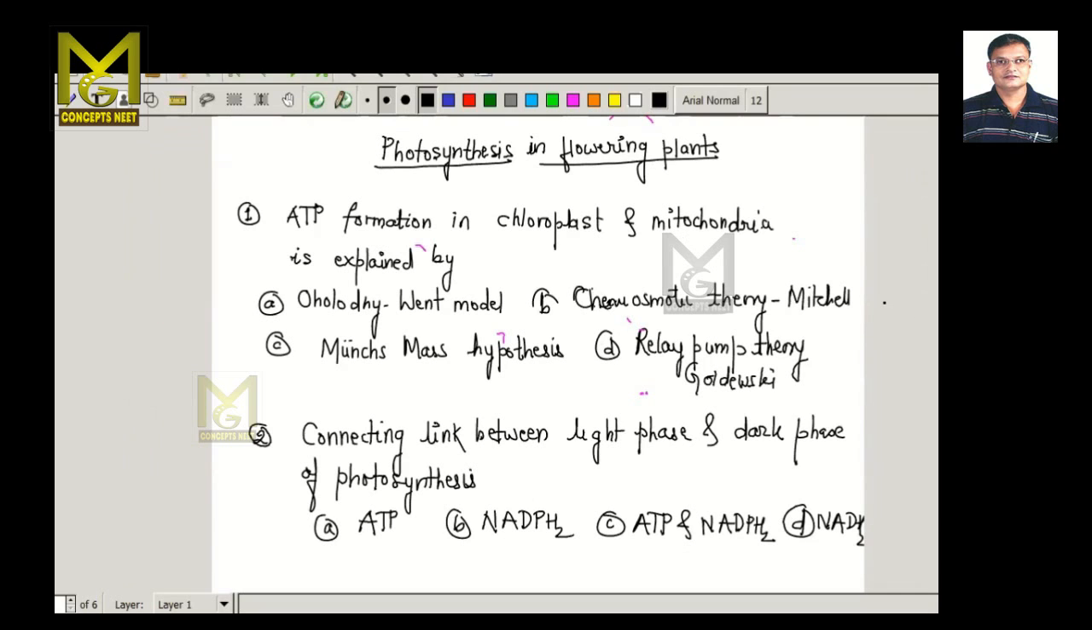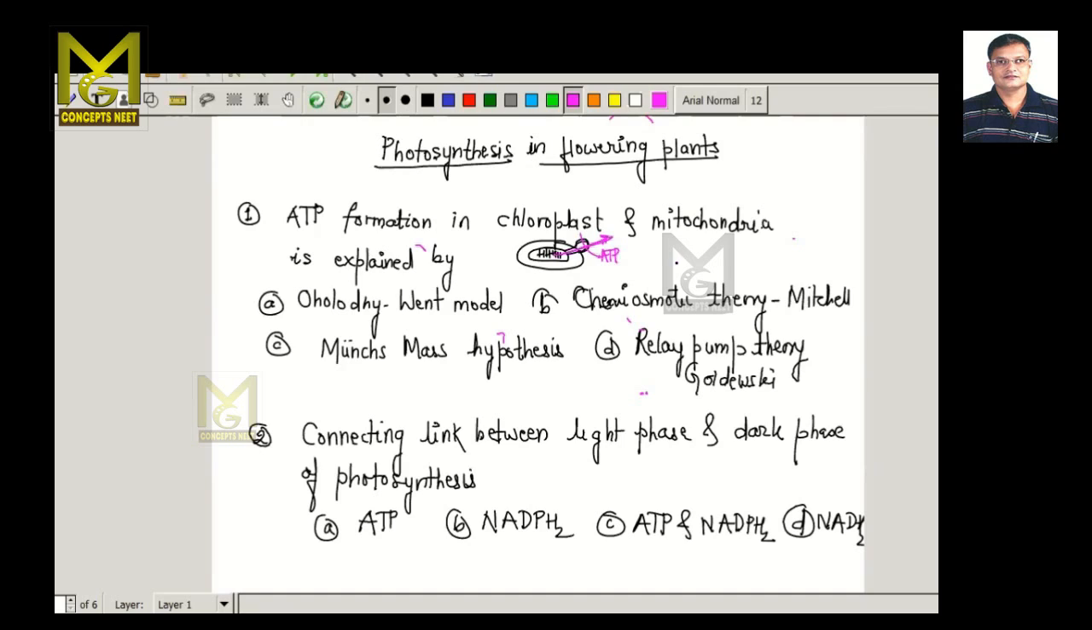ATP formation in chloroplast and mitochondria is explained by which of the following theories? We know that in photosynthesis in the chloroplast, this is the thylakoid membrane and a lumen, and these are the factors FO and F1, coupling factor O and coupling factor 1. These are the protons accumulated here by the photolysis of water. The pumping of these protons through this channel leads to the formation of ATP.